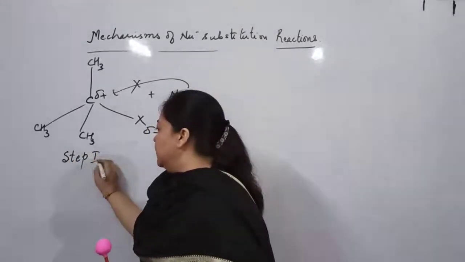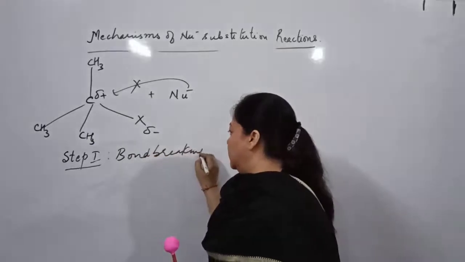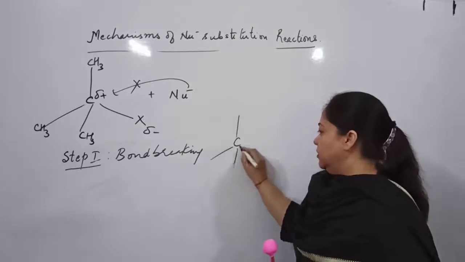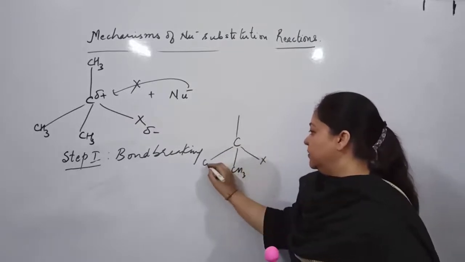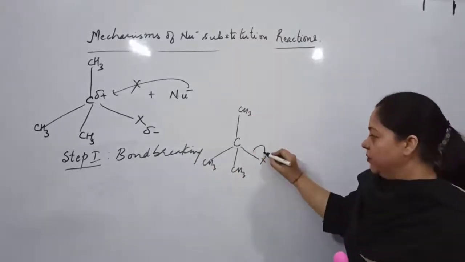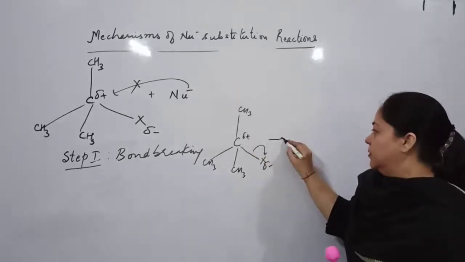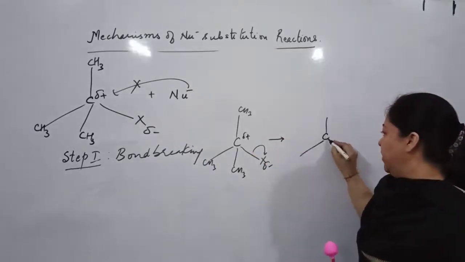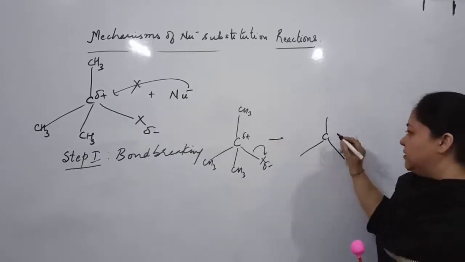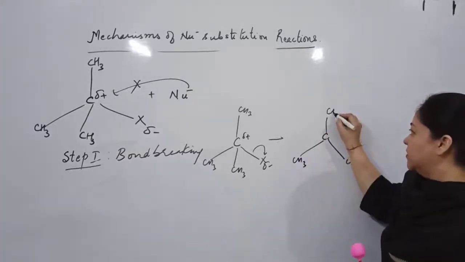The step 1, in which bond breaking takes place. Alkyl halide, alpha carbon tetrahedrally surrounded by 4 groups, halogen being more electronegative. This carbon halogen bond breaks, and when this bond breaks, this carbon is now left with 3 methyl groups.